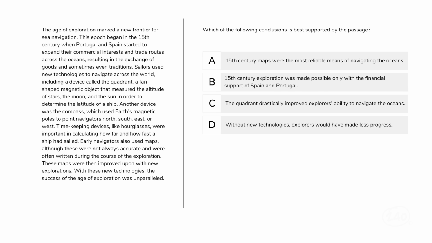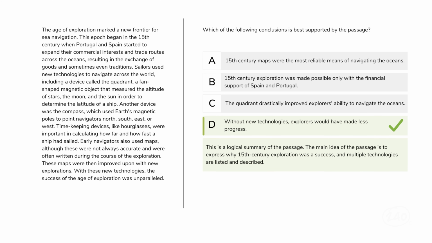Last up is drawing a conclusion. Which of the following conclusions is best supported by the passage? Your conclusion should be a logical summary of the passage. The main idea here is to express to the reader why 15th century exploration was a success. Multiple technologies are listed and described, which makes D the best choice. Choice A is a direct contradiction of what the passage says, and both A and C focus too narrowly on only one piece of technology. Choice B, while possibly historically accurate, cannot be verified with the information given in the passage. Conclusions should always be based on what is directly supported by the text.